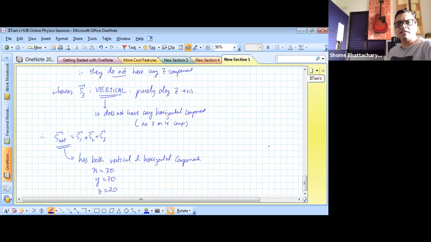S3 is a vector which is purely along the z-axis. Okay, that is what we will do. Purely along the z-axis. It does not have any x or y component.